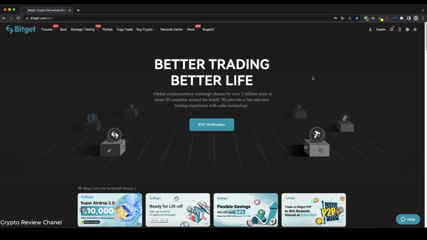All right, so let's jump right into the platform Bitget. Bitget was founded in 2018 in Singapore, and it has been a very successful exchange that has been used widely across the world, with up to 2 million users in 50 countries, as we can see right here. And it's built very well. I will show you all the nice steps that you can use, and let's actually start off with the first thing.